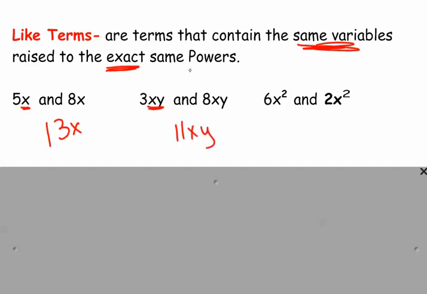It's good to know that if I had 5yx, that is actually the same too, because that is a like term as well, because even though the variables are switched, it's still multiplying 5 times y times x. This is multiplying 8 times x times y. These are also like terms because they have the same variable and they are raised to the same power.